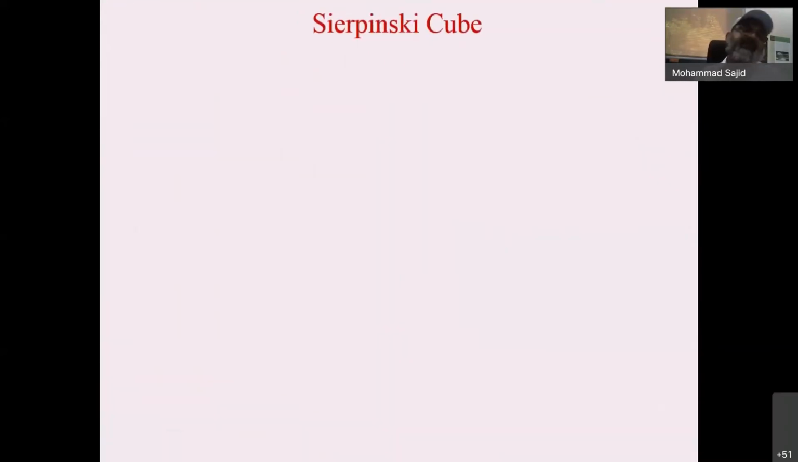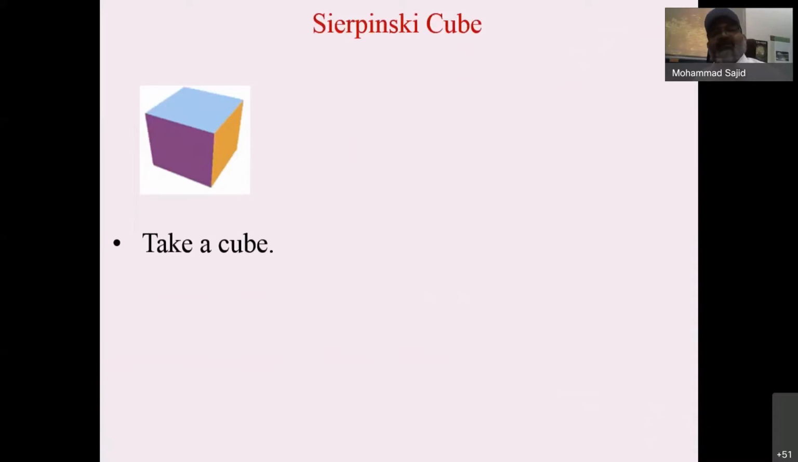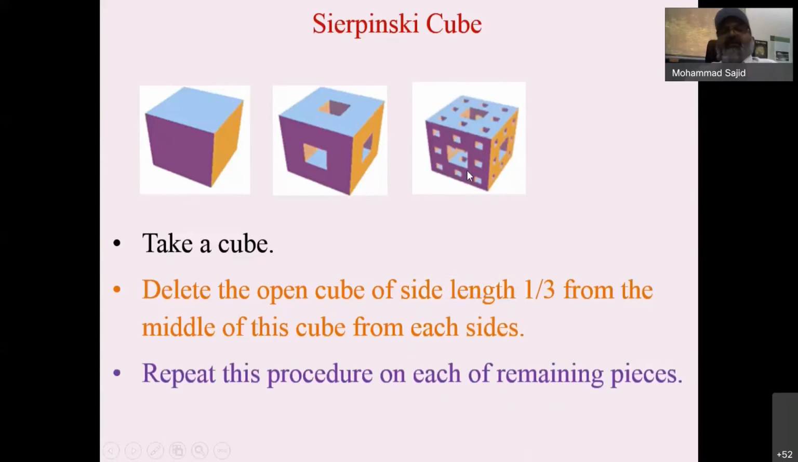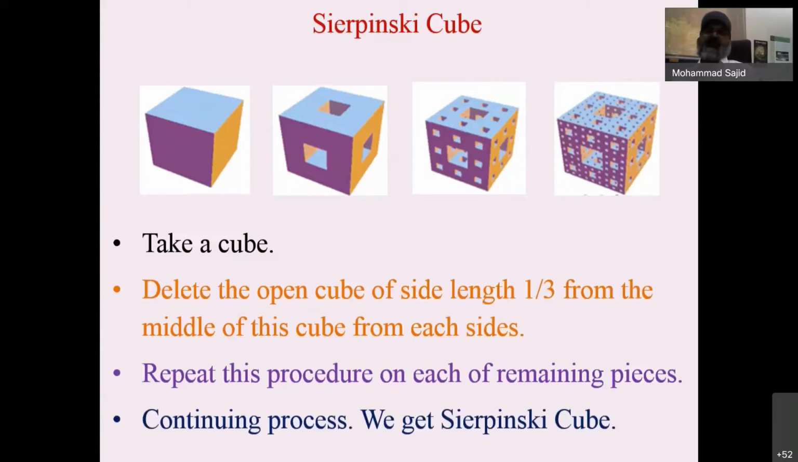Okay, so now we have the Sierpinski cube. What is this? We take a cube. What happens in this cube? We cut inside from all sides the middle parts. We delete an open cube of side 1/3 from the middle of this cube from each side. Now we get small blocks here, here, here. On each block we apply the same process. We get this. Repeat this process. If we repeat this process, we get a fractal like this.